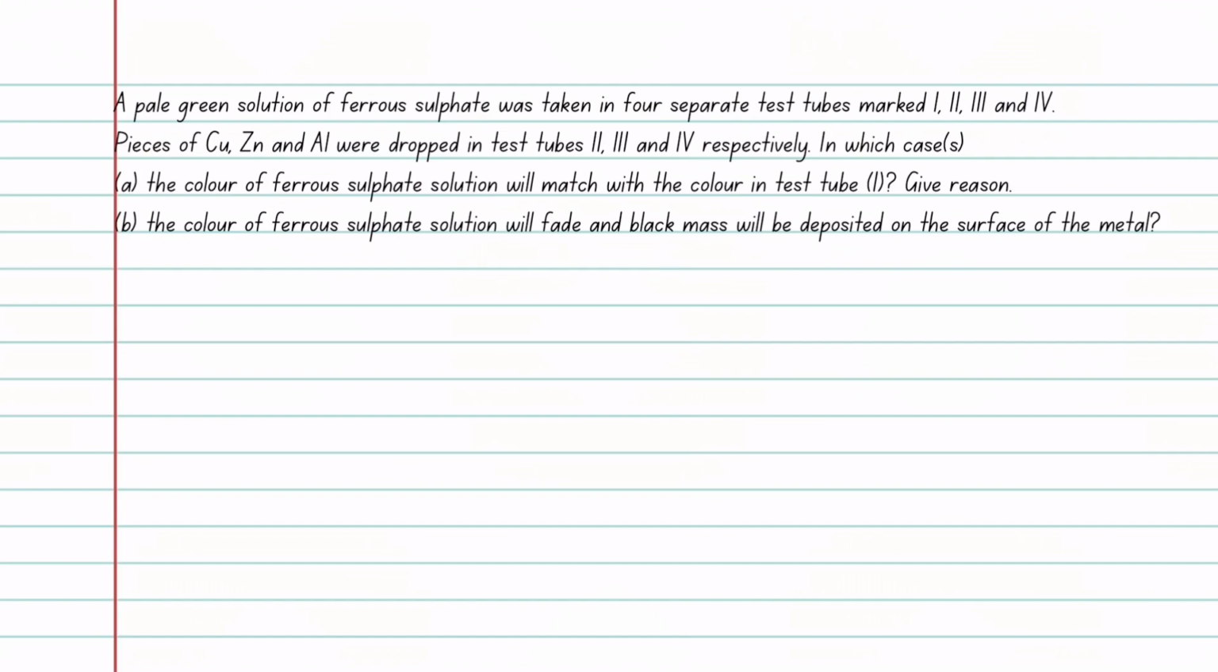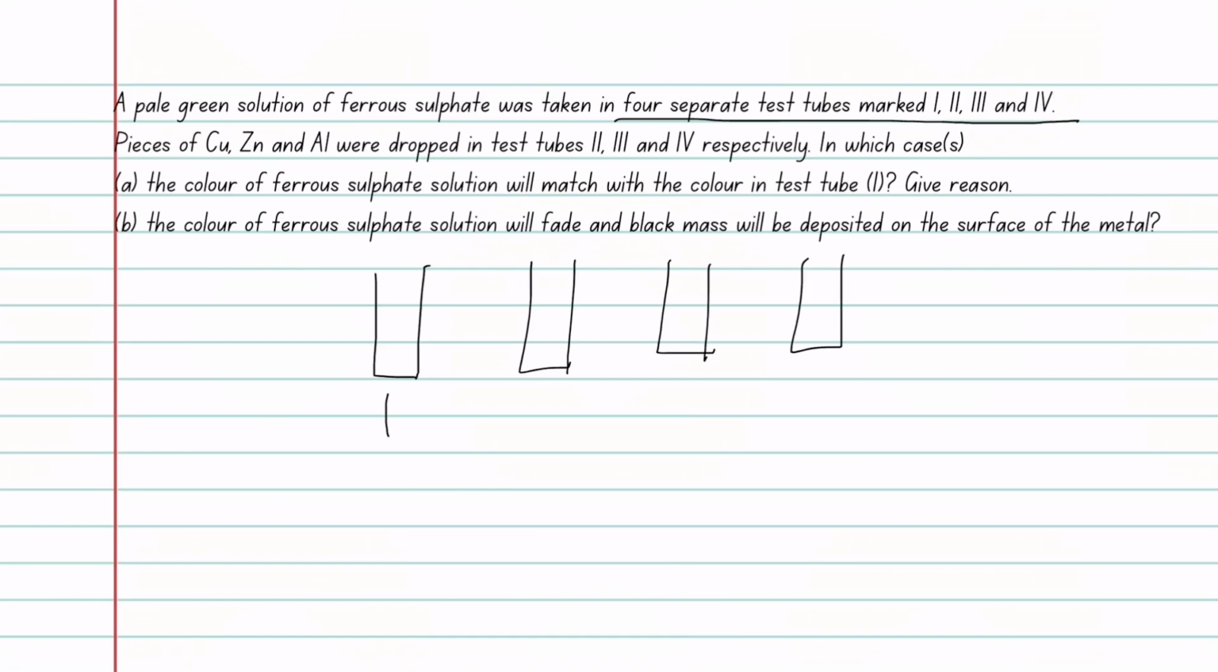You have a pale green colored solution of ferrous sulfate in 4 separate test tubes, 1, 2, 3, 4. Okay, so let's take 4 separate test tubes and label them as 1, 2, 3 and 4. They all have pale green colored ferrous sulfate solution.